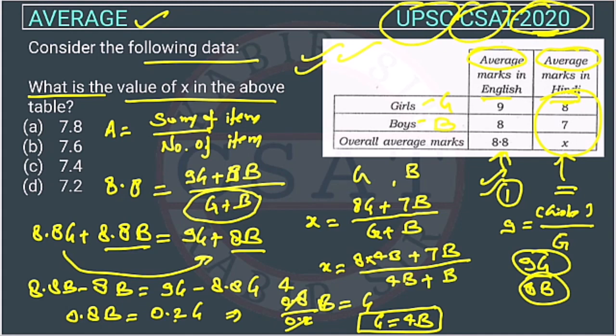Right. So this will become how much? 8 4s are 32 plus 7. So it will be 39B. 4B plus B is equal to 5B. This B will cut this B. So it will go 7 times, 7.8. Right. So the value of X is 7.8. So the answer will be A.